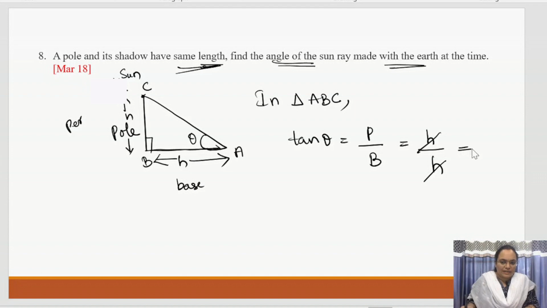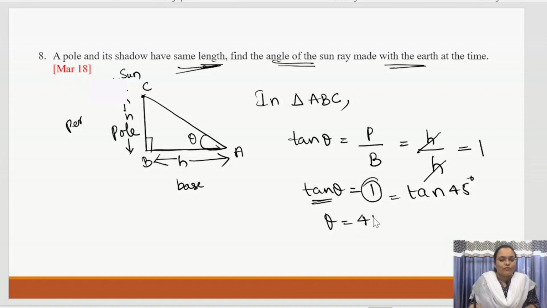H and h will get cancelled. You will remain with 1. You will get tan theta is equals to 1. So what is the value of 1 in terms of tan? It is tan 45 degrees. Yes. So you will take theta is equals to 45 degrees. So what is the value of theta we have got? The angle of the sun ray is 45 degrees. Okay. Theta is equals to 45 degrees.